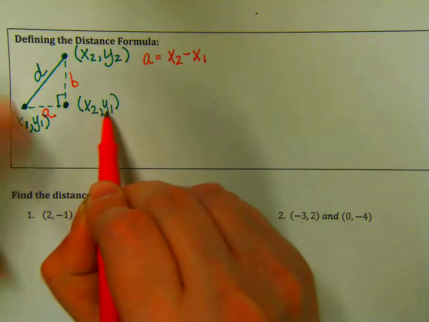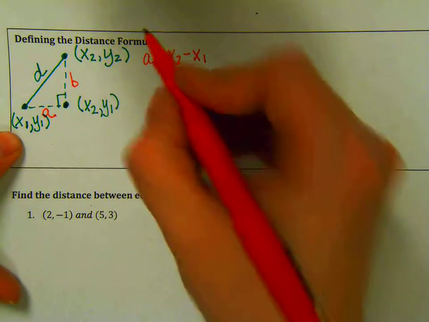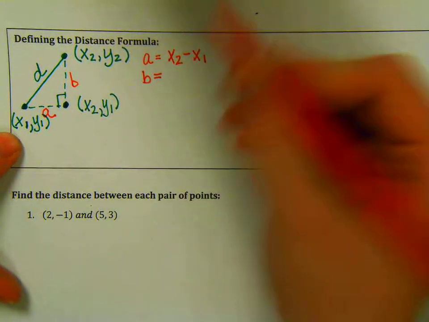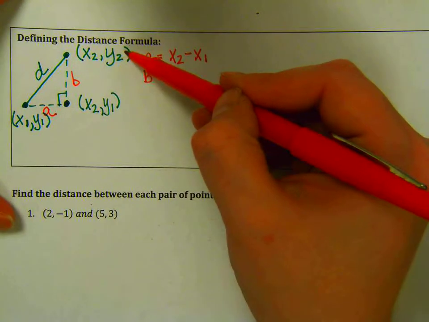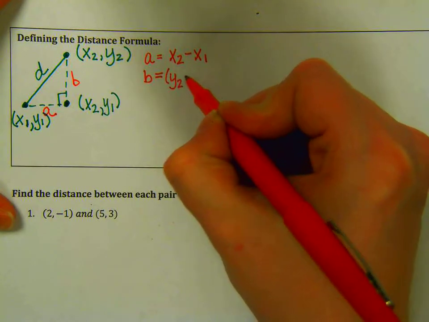The only thing that changed, the y's didn't change. The only thing that changed was the x's. So x2 minus x1. My B, that changed vertically. So I'm changing by y. So I'm changing from y2 to y1.